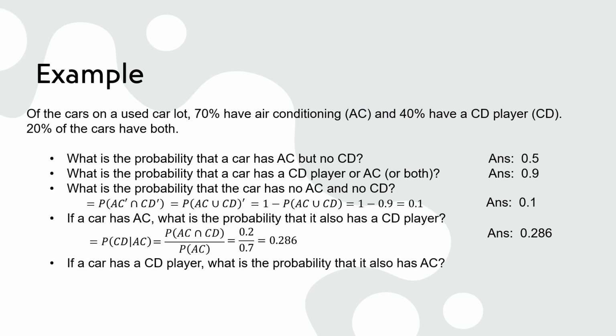If a car has a CD player, what is the probability that it also has AC? This is the conditional probability of cars having AC given that those cars have CD players, which is their intersection divided by the probability of the given, which is the probability of having CD players. This is equal to 0.2 divided by 0.4, which is equal to approximately 0.5.